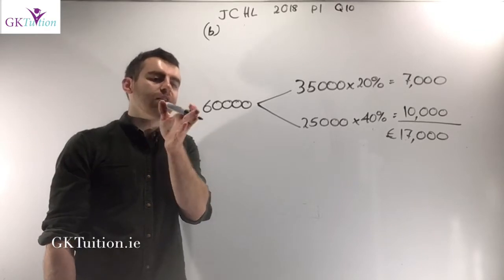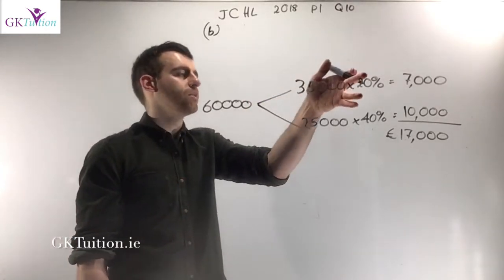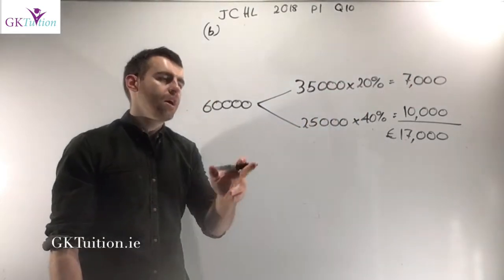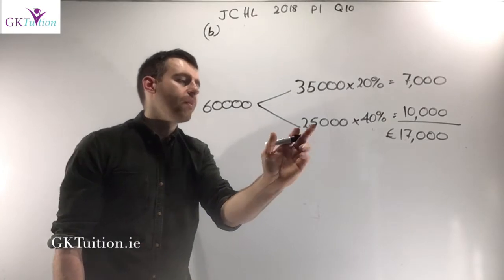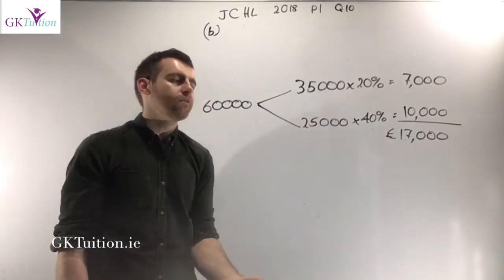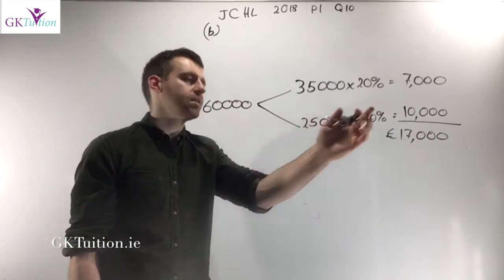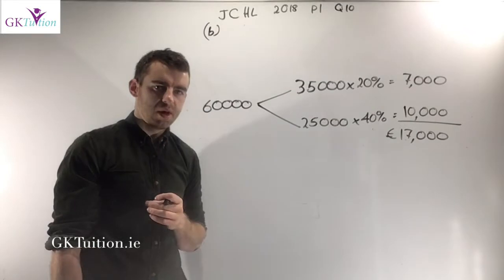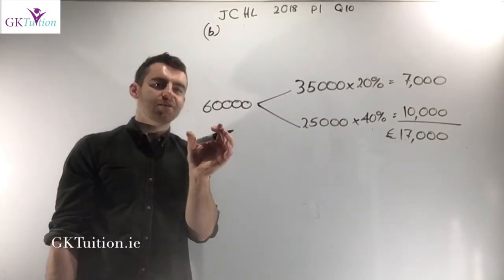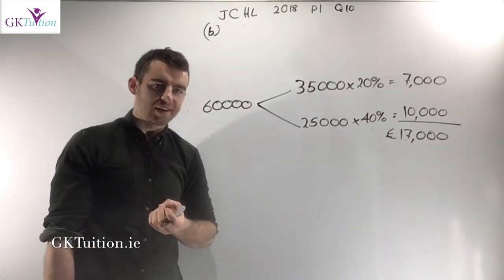So you can work out that if someone earns 60,000 euro, the first 35,000 would be at 20%, which is 7,000. 60 minus 35 gives me 25. So the remaining 25,000, you would have to pay 40% tax on it. So 40% of 25,000 is 10,000. If I add those two together, I get 17,000. So I know that if someone earned 60,000 euro in this country, they'd have to pay 17,000 euro in tax.